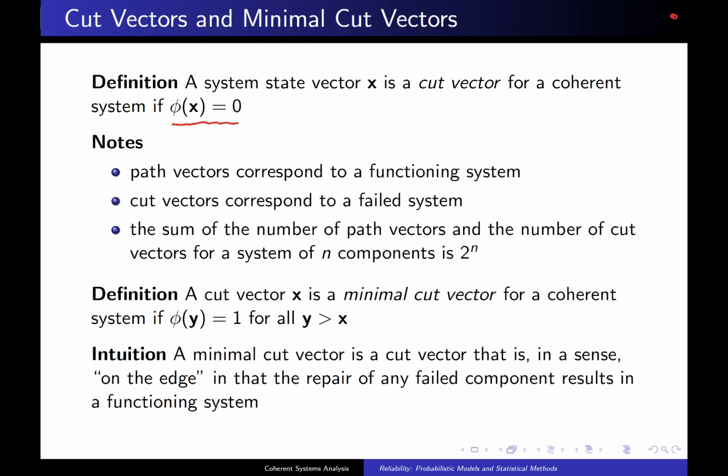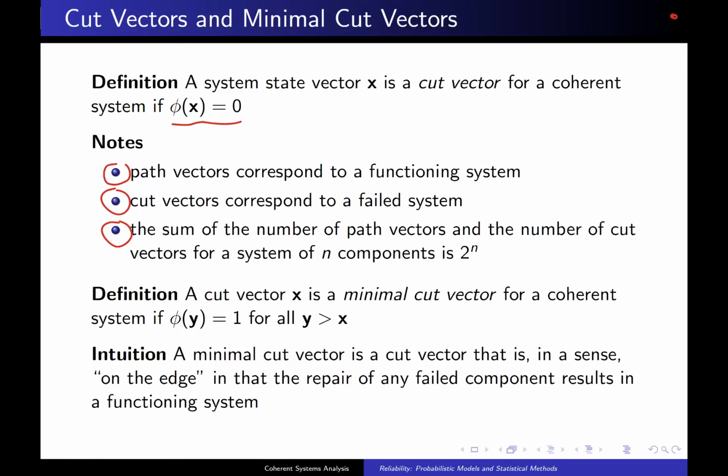And phi of x equals 0 corresponds to a failed system. So on the notes here, a path vector is a system state vector that corresponds to a functioning system. A cut vector is a system state vector that corresponds to a failed system. And if you add up the number of path vectors plus the number of cut vectors, you're always going to get 2 to the n power, where n is the number of components in the system.